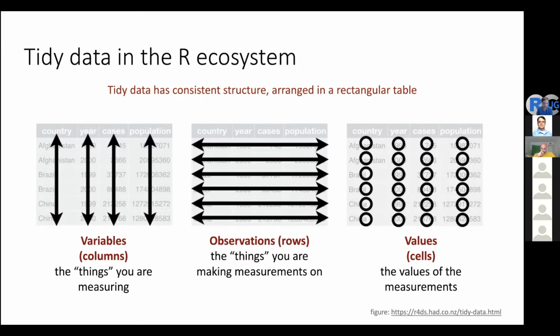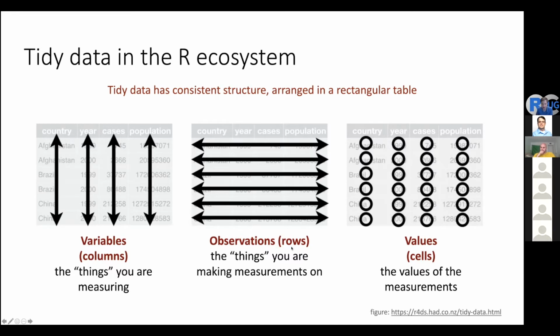To start out, each variable, and these are the things that you are measuring, goes in its own column. So let's say this looks like some kind of medical data set here. We have a country by year, the number of cases, and then the population of that particular country. The things we're measuring are the name of the country, the year of the measurement, the cases, the populations. So those are our columns. Those are the things we're measuring. Those go in their own columns.